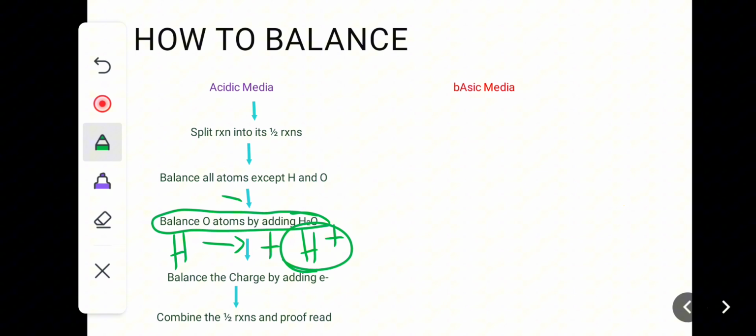And after you balance the hydrogen, you now balance the charge by adding your electrons. And remember that electrons are negative, so keep that in mind. And then after that, you just combine the two half reactions after balancing everything, then proofread and cancel out what is common on both sides of the equation.